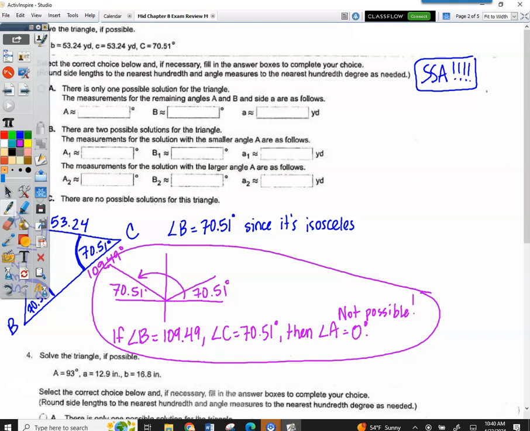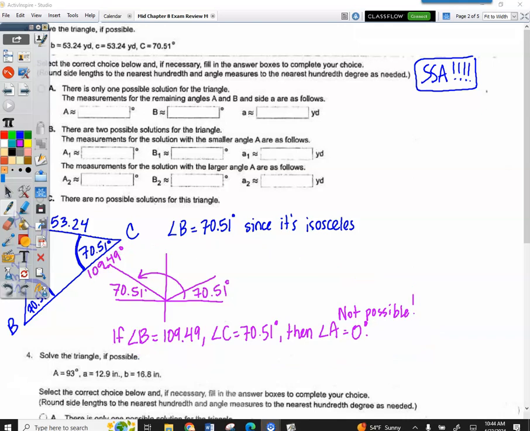They completely, like one person, I don't remember who it was, completely ignored the possibility of two answers, and that's not fair to the people who check for two answers. So while you will get most credit, you will not get full credit unless you show me, hey, by the way, this doesn't leave a possibility of a third angle.